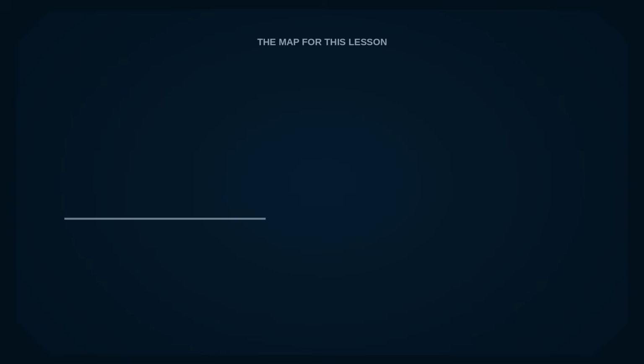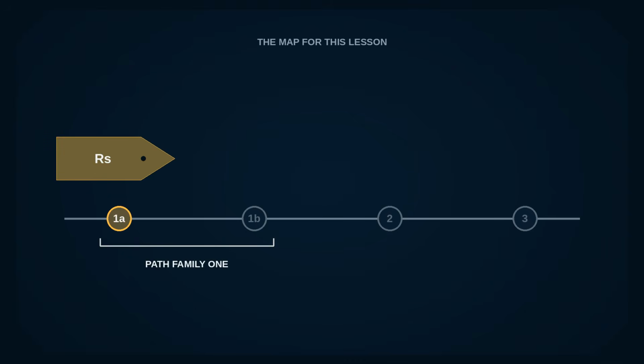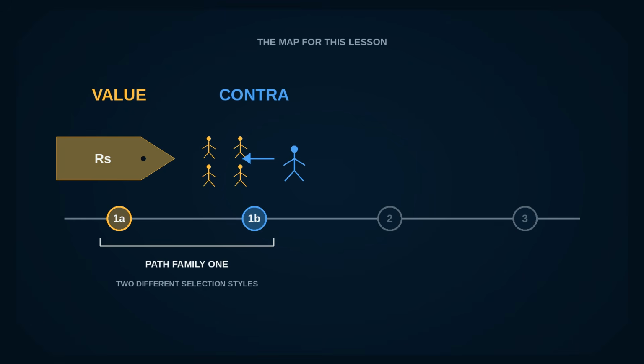Here is the map for this lesson. Establish all three path families at once, then we will pick each idea with its own animation. Path family 1 is value and Contra, two different selection styles that often share a category label, which we will unpack separately. Path 2 is dividend yield, an emphasis on dividend-yielding equities, not an income guarantee.